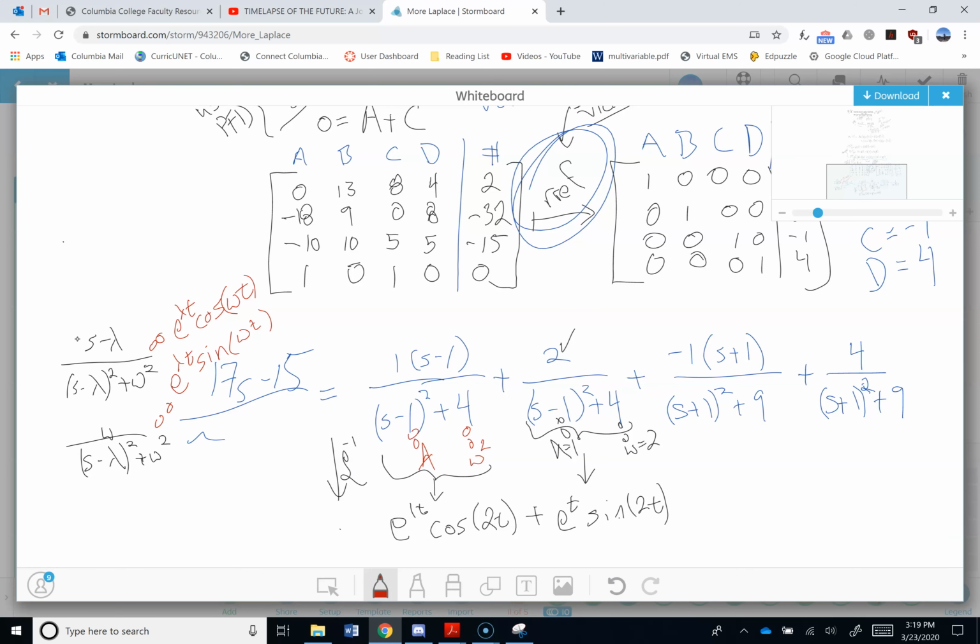Next, I have s plus 1. That makes me think that lambda is -1. And this 9 makes me think that omega squared is 9, which means omega is 3. Everybody with me? Okay, where does the -1 go? Gonna just make the whole thing negative. Yeah, good. Use linearity to just pull it out. So I have minus, and then otherwise this is identically an e to the minus t cosine 3t.